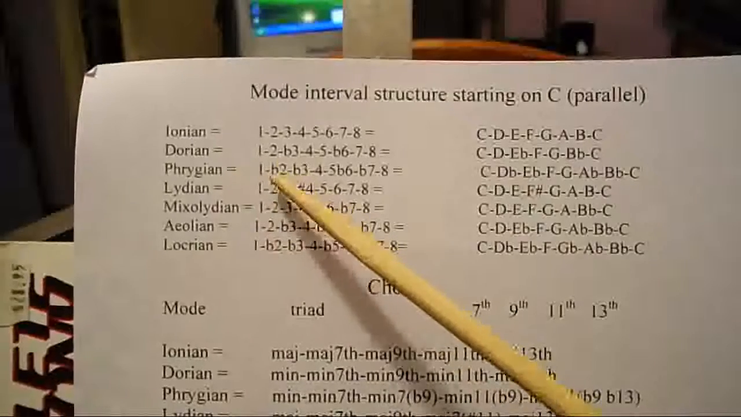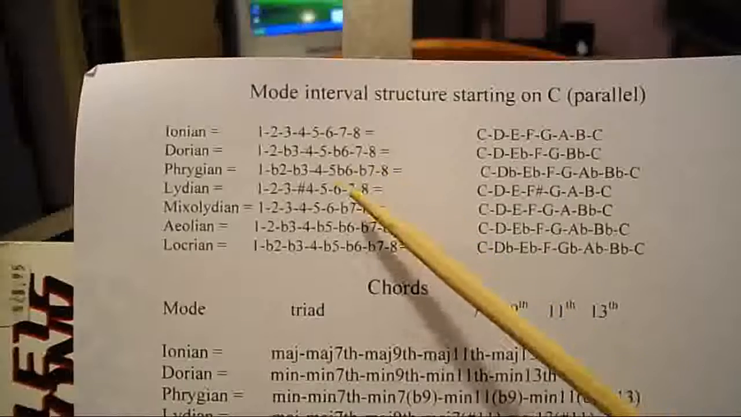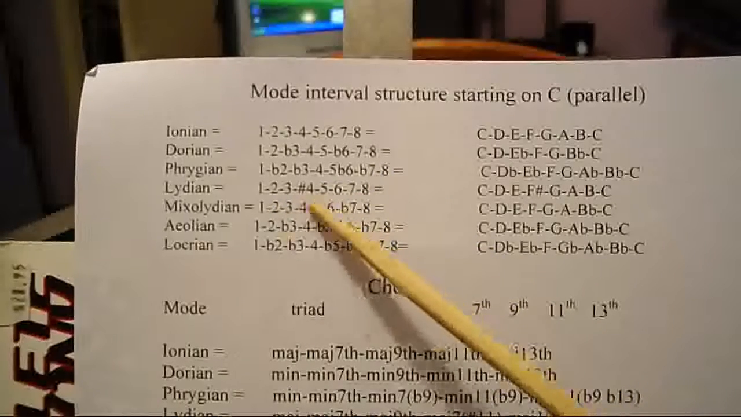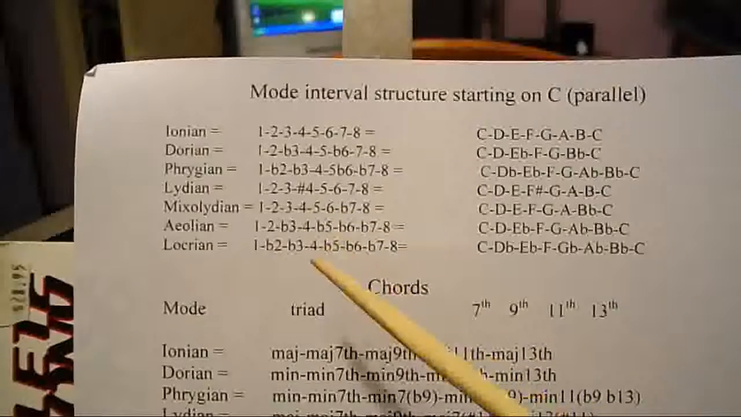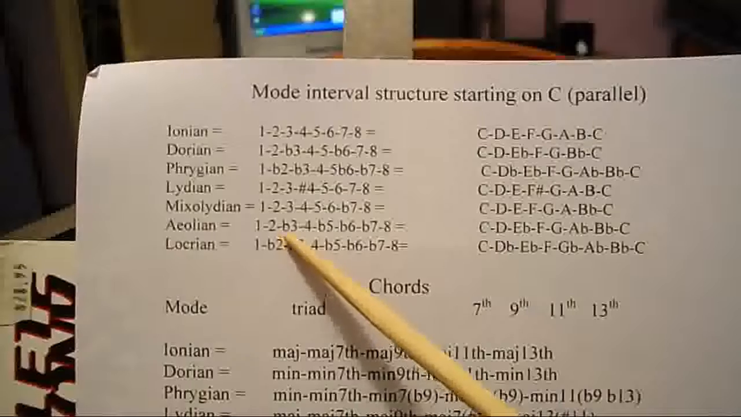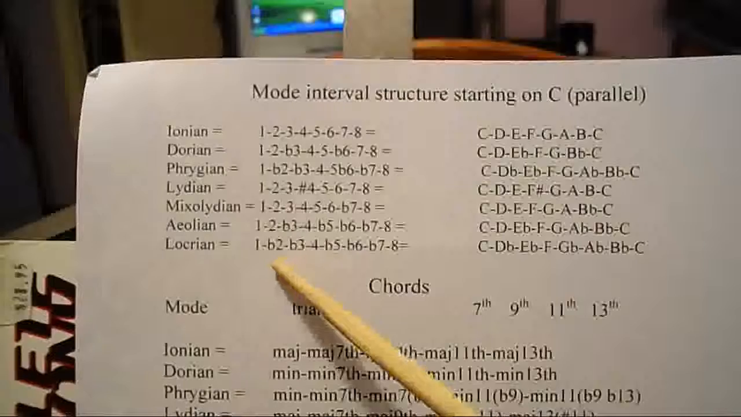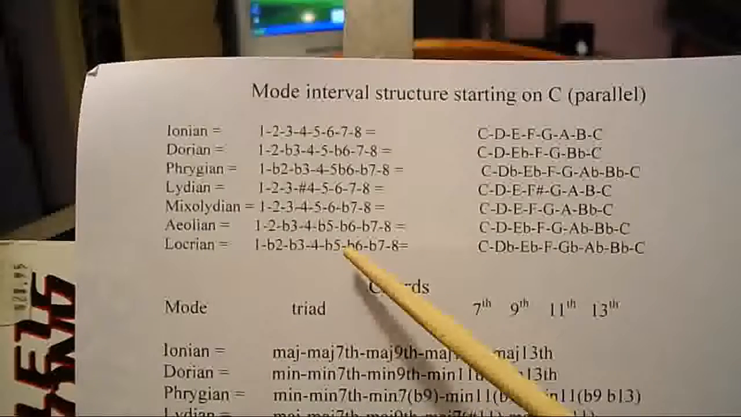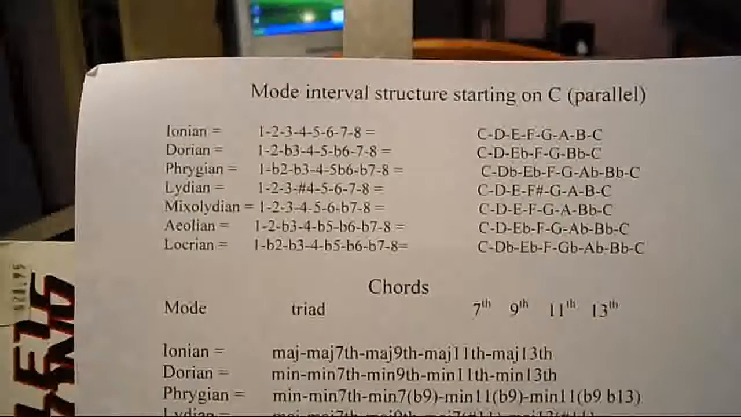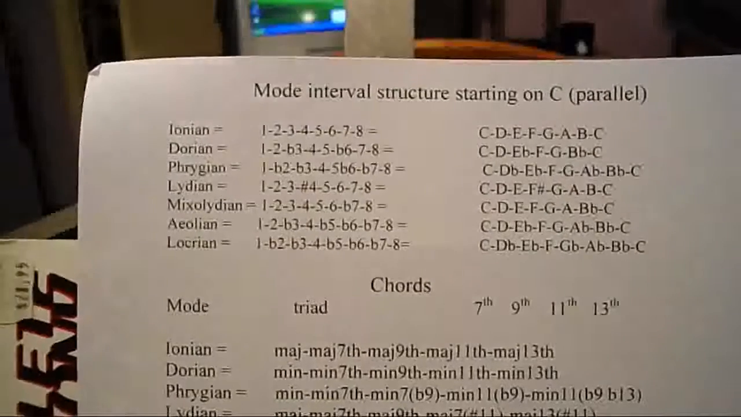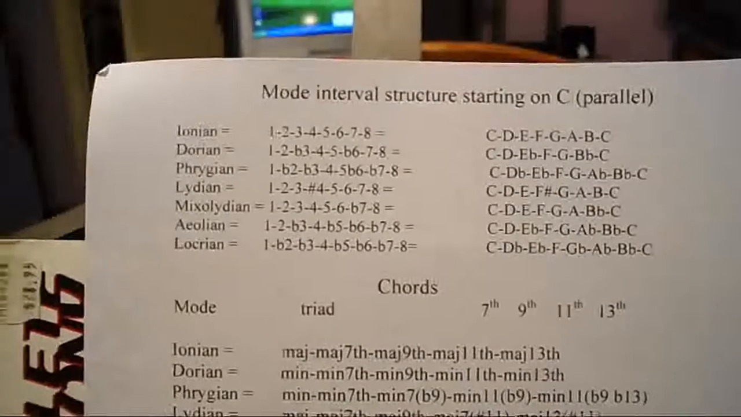Now if you take the Phrygian, you have a flatted 2nd, flatted 3rd, flatted 6th, and flatted 7th. Lydian would have a sharpened 4th, Mixolydian would have a flatted 7th. The Aeolian, ancient minor, would have a flatted 3rd, flatted 6th, flatted 7th. The Locrian would have a flatted 2nd, flatted 3rd, flatted 5th, flatted 6th, flatted 7th. You can use those in your chords: 1, 3, 5, 7. It shows you where your flats and sharps will go.